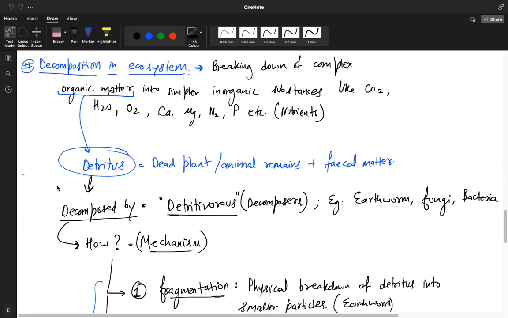So breaking down of complex organic matter into simpler inorganic matter is called decomposition, and that's done by organisms called decomposers, or specifically detritivores. So detritivores decompose the organic detritus. Detritus is remains of animals and plants plus their fecal matter. Now, how does this happen? Examples of some detritivorous organisms are earthworms, fungi, and at a very fundamental level, bacteria.